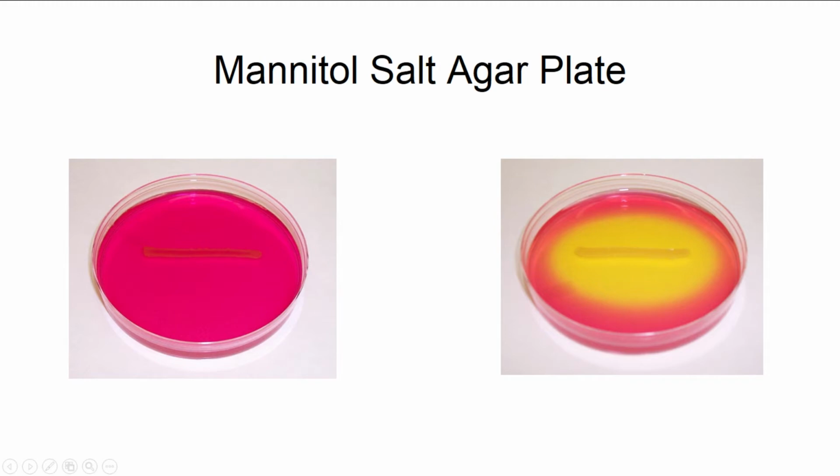This one, however, didn't change the color of the agar, so that is mannitol negative. So we'd say it's a gram-positive halophile, mannitol negative. Here you can see it change it to a bright yellow, so we'd say gram-positive halophile, mannitol positive. It can ferment mannitol.